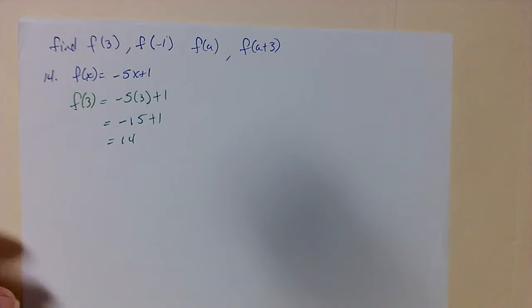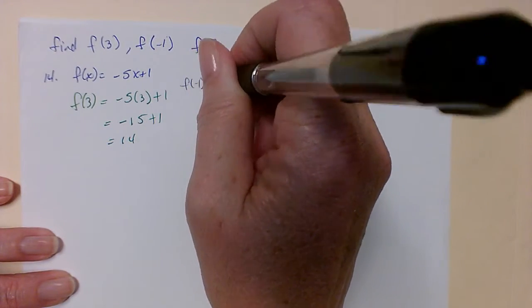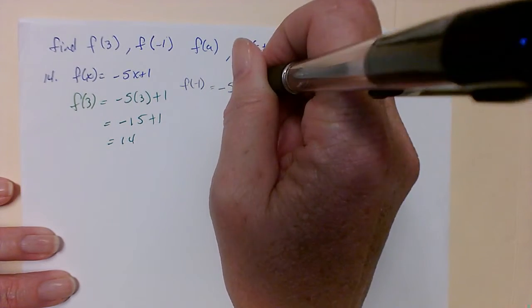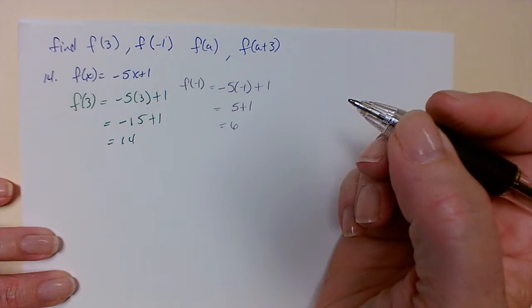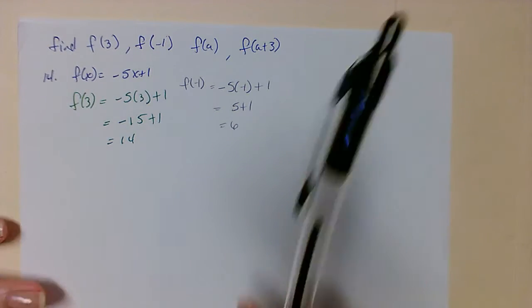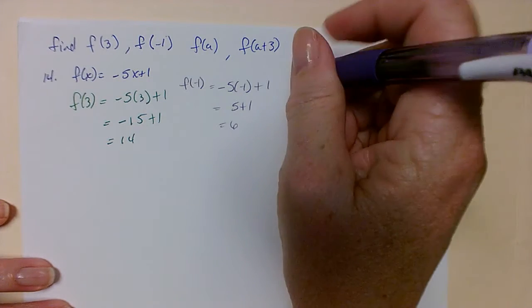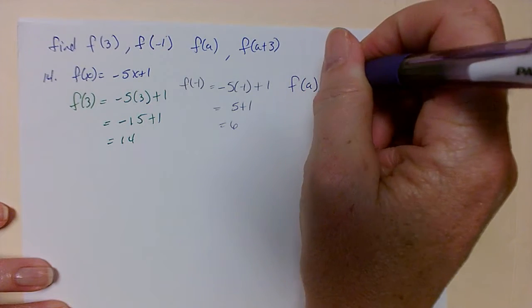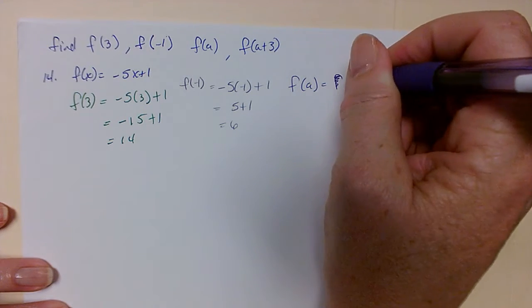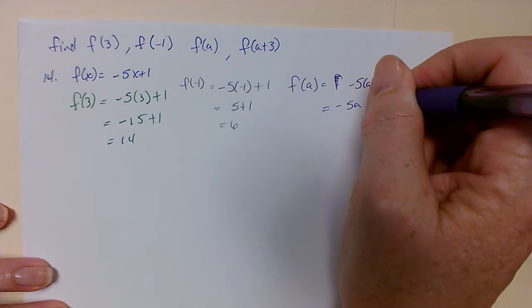So then to find f at negative 1, we're going to get negative 5 times negative 1 plus 1, which equals 5, plus 1, which equals 6. Now we're going to find f at a. And to find f at a, we're just going to plug in a wherever the x is in our original. So f at a equals negative 5 times a plus 1, which will equal negative 5a plus 1.